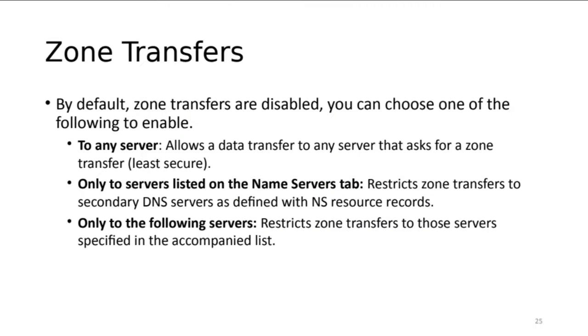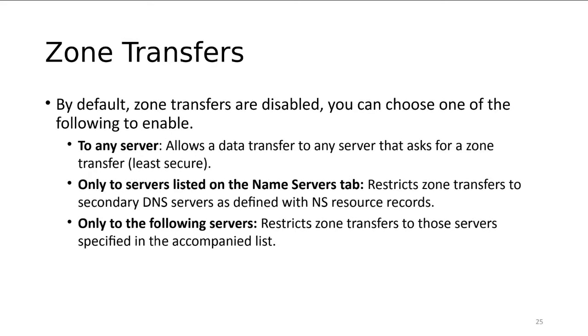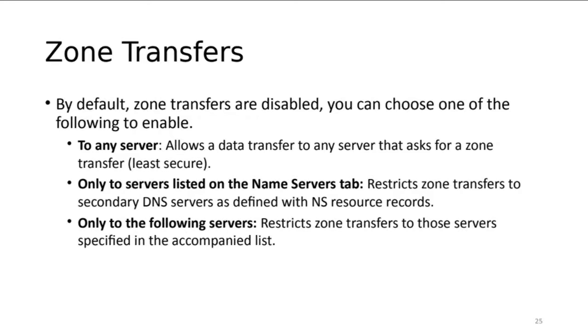To any server, allows a data transfer to any server that asks for a zone transfer. Of course, we don't recommend this because this is not secure. Any server requesting the zone transfer, will you send this to any server? Of course not. This is all your DNS information, sensitive information. Only to servers listed on the name server tab. So this one will restrict zone transfers to secondary DNS servers as defined with NS resource records.